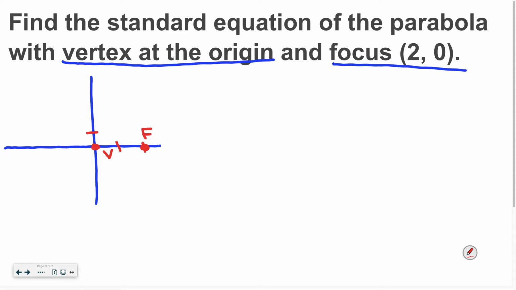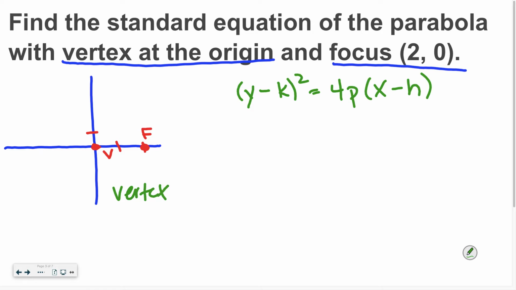Which direction is this going to open? It's going to open to the right, isn't it? If my vertex is here and my focus is here, then we're going to open to the right. So I know that we need our y minus k squared equals 4p times x minus h. Okay, so what information do we know for this formula? Do we know h, k? Yes. Okay, what is it? 0. Okay, so our vertex, which is h, k, is 0, 0.